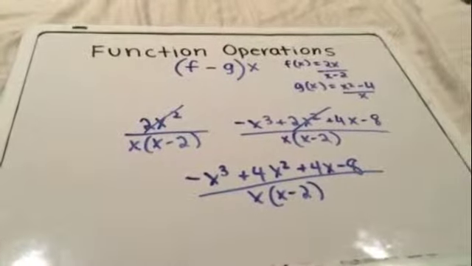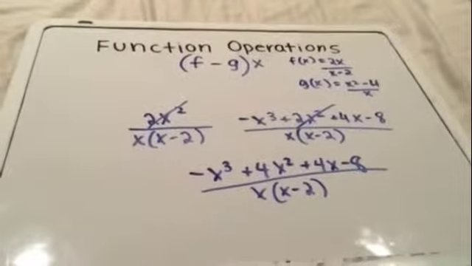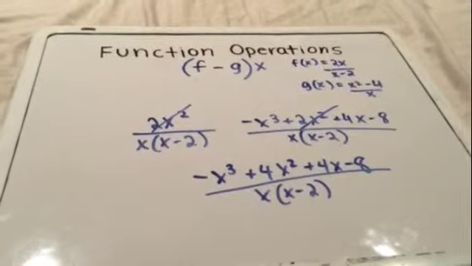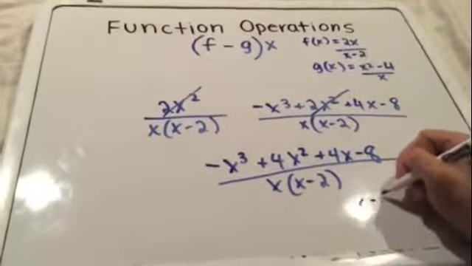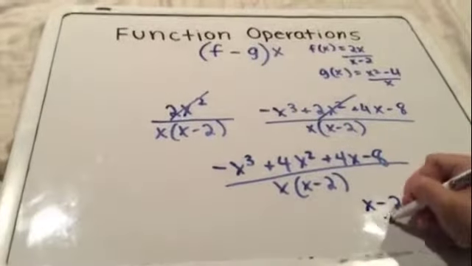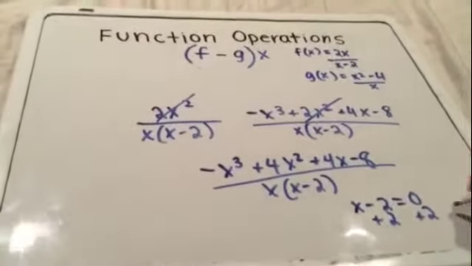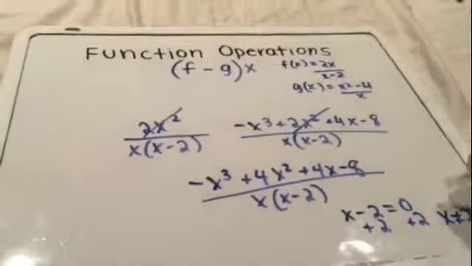Now what we need to do is find our domain. Because the denominator is x times x minus 2, we need to set it equal to 0. So x minus 2 equals 0. We add 2 to both sides, and we get x cannot be 2.